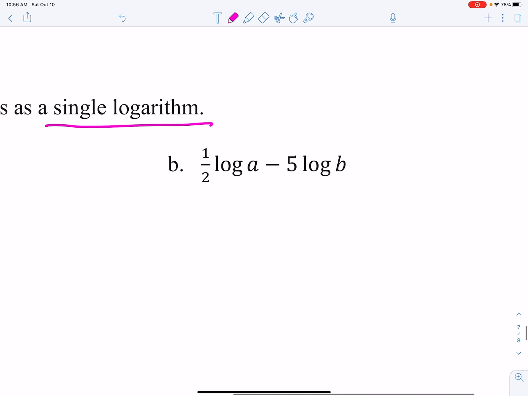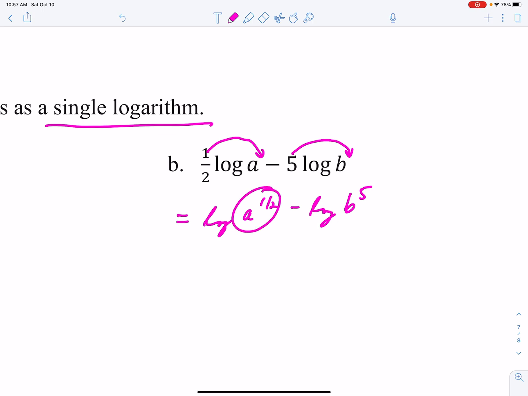All right, part B. Notice we have numbers out in front that are multiplication. We're allowed to take those up here as exponents. So we're going to rewrite this. Don't forget your equal sign. Log of a to the 1/2 power minus log of b to the 5th power. Now, if you remember, 1/2 power doesn't have to be, but it can be rewritten as the square root of a.